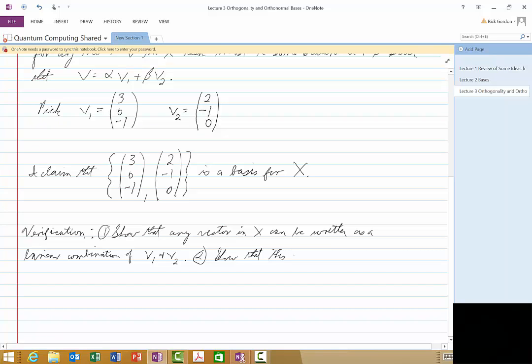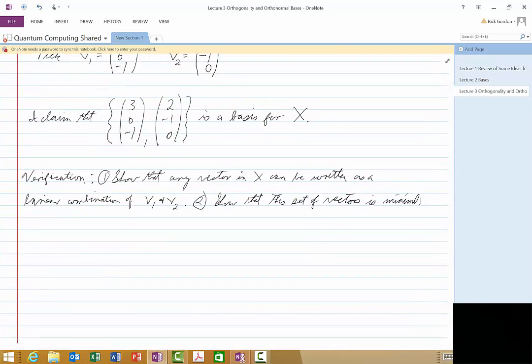And then the second part is to show that this set of vectors is minimal. In other words, if we took one of them away, then we could not write all the vectors in X in terms of the one remaining vector. But as long as we have both of them, then we can write all the vectors in X in terms of those two. Okay, so let's see how this will go.